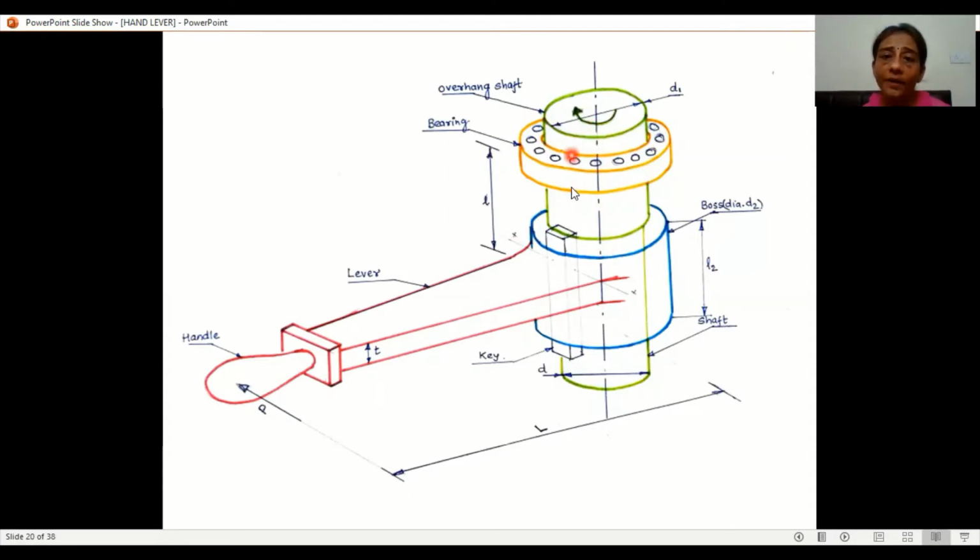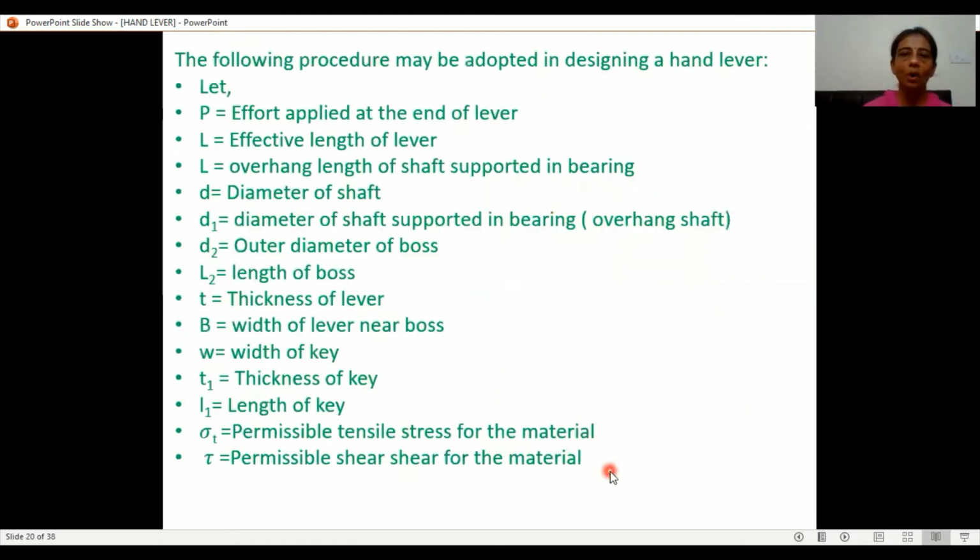Because it is overhanging, the support is here and there is no support at the upper end. So the overhang shaft also will be subjected to bending moment in this way. So when we design the overhang shaft, it will be subjected to both twisting as well as bending moment. And this shaft will be subjected to twisting moment.